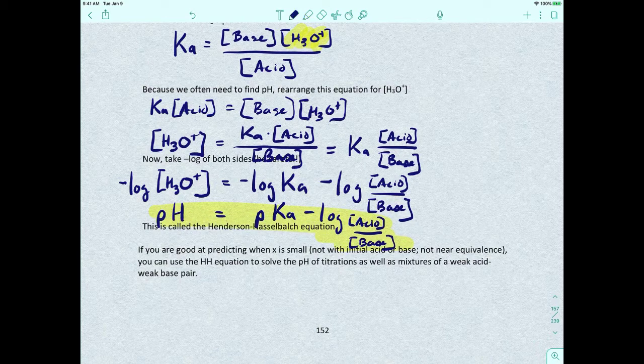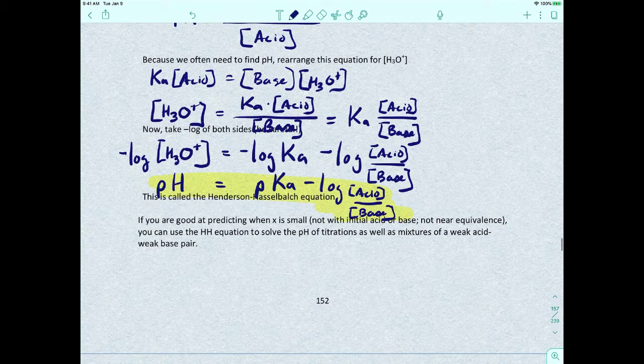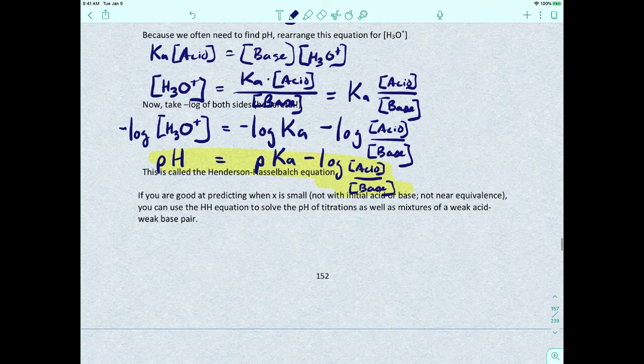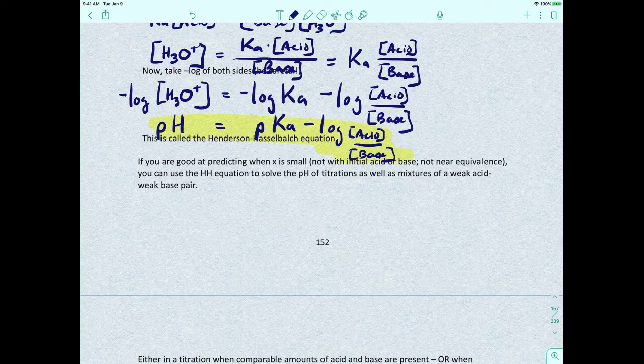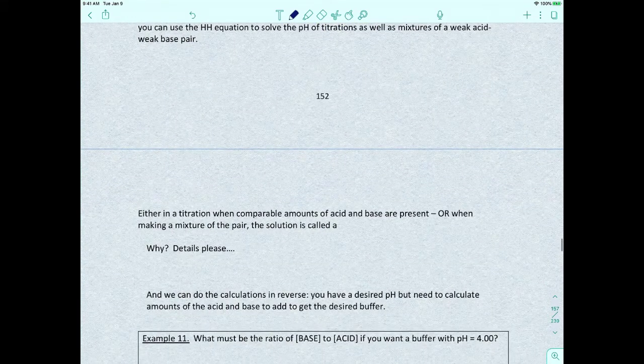And so this equation right over here is a really famous equation that we call the Henderson-Hasselbalch equation. If you're really good at predicting when X is going to be small, not with the initial acid or the base or not near equivalence, you can use the Henderson-Hasselbalch equation to solve the pH of titrations as well as mixtures of a weak acid or a weak base pair. So that's pretty cool. Now, either in a titration when comparable amounts of acid and base are present, or when making a mixture of the pair, the solution is called a buffer.